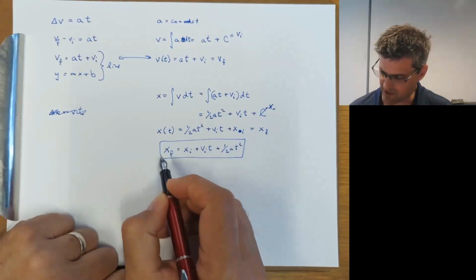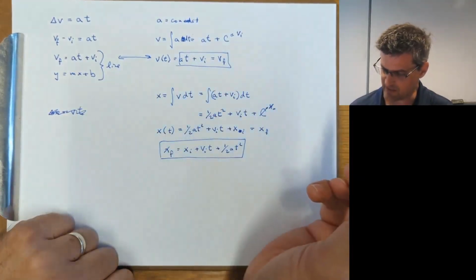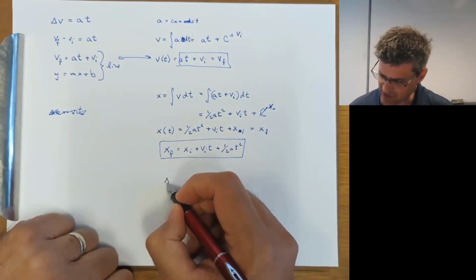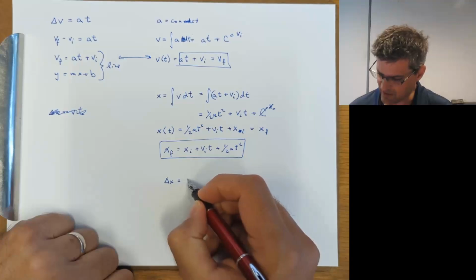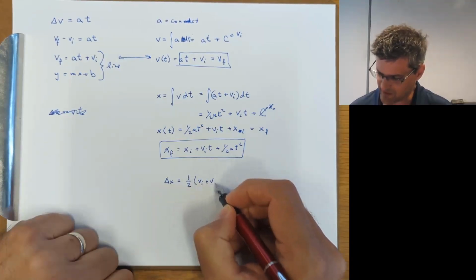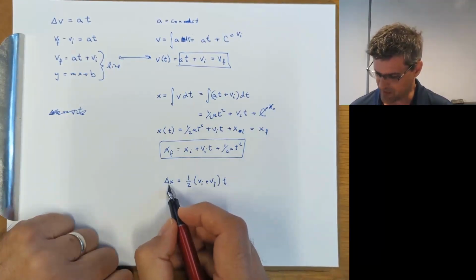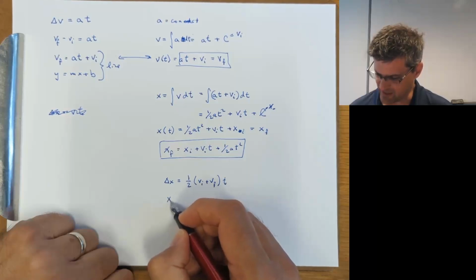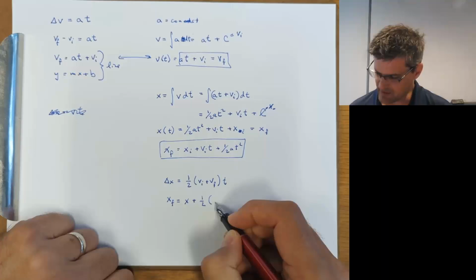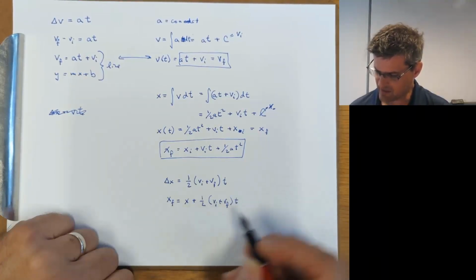Here we are finding change in position. Here we are finding change in velocity. But as I said on the Mathematica, that change in position can also be average velocity, 1/2 (v initial plus v final), times time. Because change in x is x final minus x initial, this can also be written as shown here.